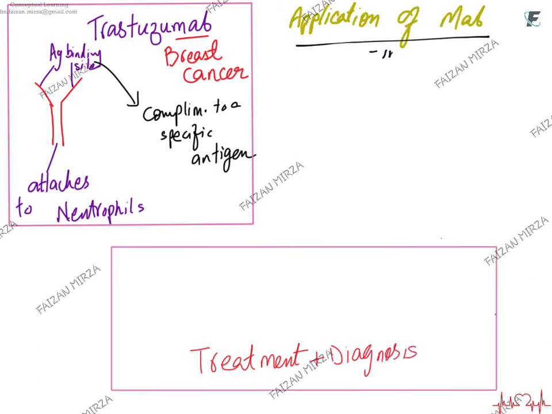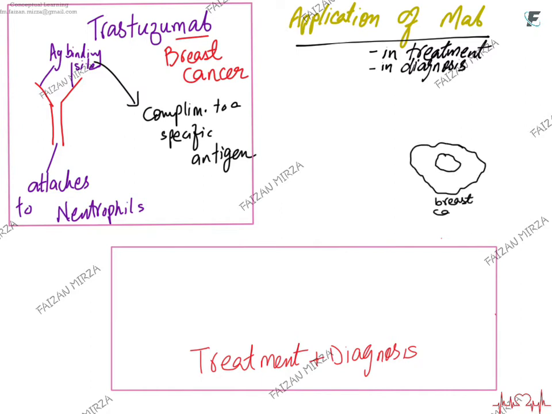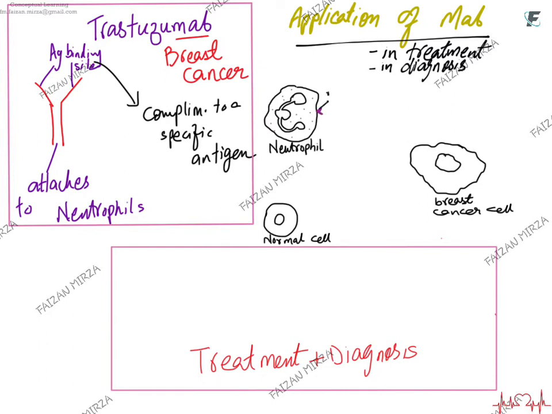So what's the application of monoclonal antibodies? MABs are used in treatment and they are used in diagnosis. How is it used in the treatment? For example, this is a breast cancer cell, and this is a normal cell of the same breast tissue. And this is the neutrophil. You can see the lobed nucleus, and this neutrophil will have the receptor for binding to the constant region of the antibody. Now, we have made an antibody which is complementary to this antigen which the breast cancer cell is displaying, these orange dots.